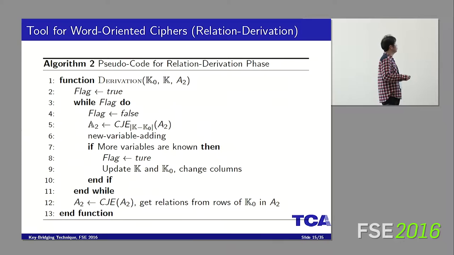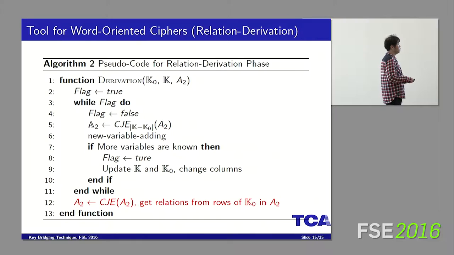This is the pseudocode for the regression derivation phase. The main step is that we use variable ID. And if more variables are known, then we should update K and K0 and change the columns to keep the order of variables unchanged, and redo the Gaussian elimination and get more variables. And the output of this tool is that we can get relations from those of K0 in A2.